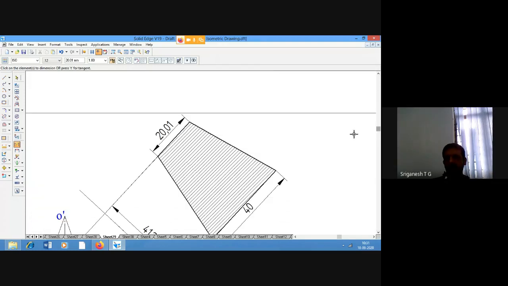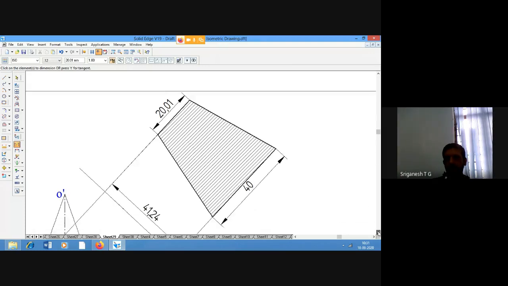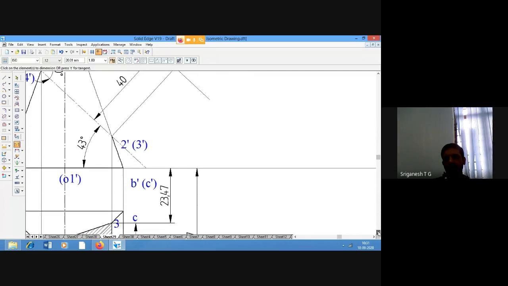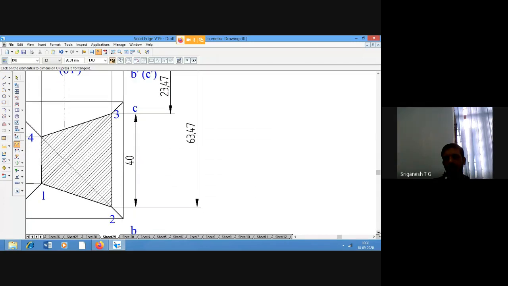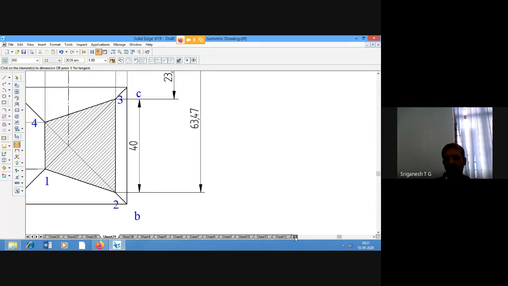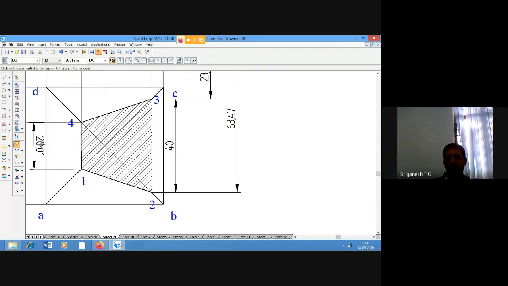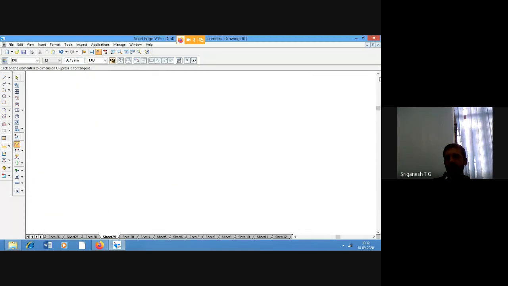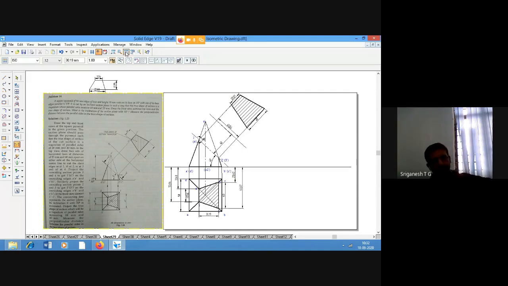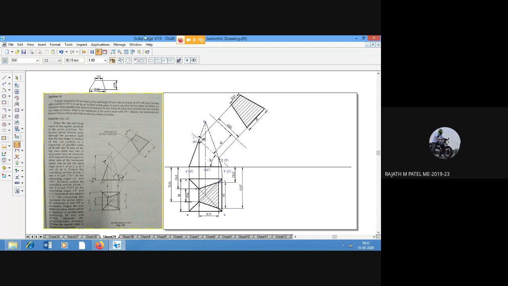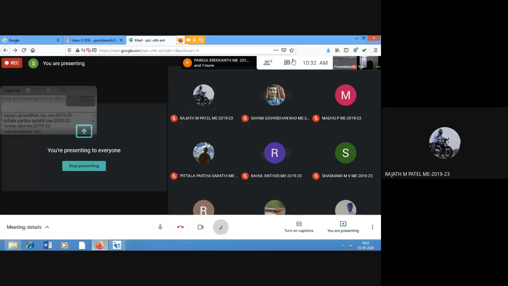So here I got 20.01. Okay. Why did I get that 20.01? See here also 1 to 4 is 20.01. If you have maintained it exactly at 20, in the true shape also you will get 20 only. Okay. Right? Okay. So this is how you are going to do this problem. Is that clear? Yes. Any doubts? Any doubts? No, sir. Right? Yeah. Right.